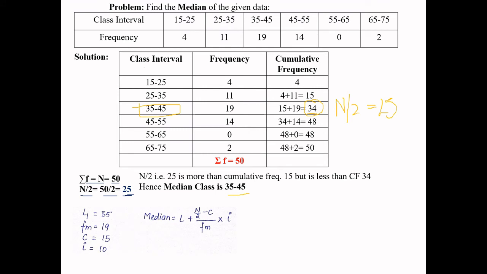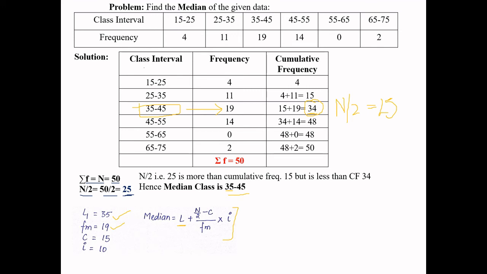Now median is calculated by using the formula L plus (n/2 minus C) upon Fm into I. L is the lower limit of the median class. So the lower limit of the median class is 35, so the value of L is 35. Now Fm is the frequency of the median class. So the frequency of the median class is 19, so the value of Fm is 19.